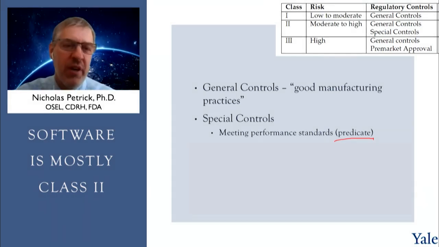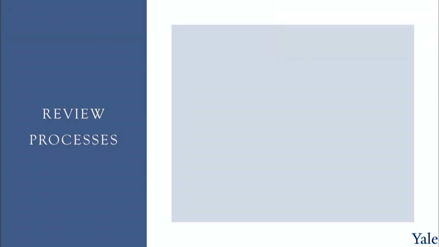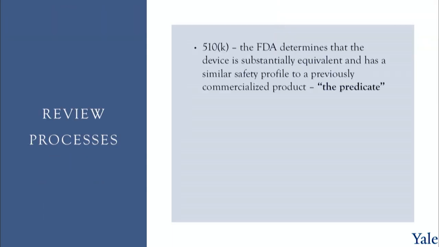Okay, in addition to these requirements, we have 3 different review processes for the different types of software. The most common one in software, and I'm sure many of you have heard the expression, is the 510K. Here, the FDA determines that the device, the software, anytime you hear the word device, you can substitute the word software in your mind, is substantially equivalent, has a similar safety profile to a previously commercialized product. This is called the predicate.